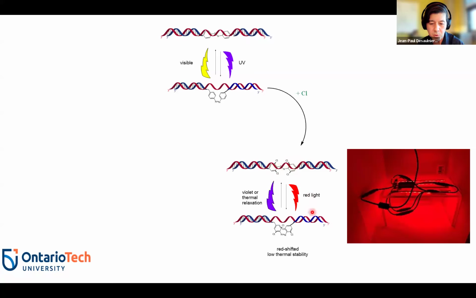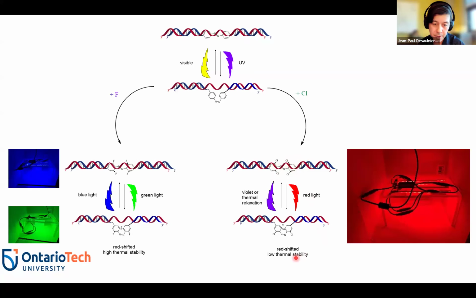We redshifted it, which was great, but it had low thermal stability. So we had to keep that red light on. So then we moved to the tetrafluorinated group where we could use green light and keep it inactive for long periods of time. And then at any desired given time point, we could add the blue light to it.